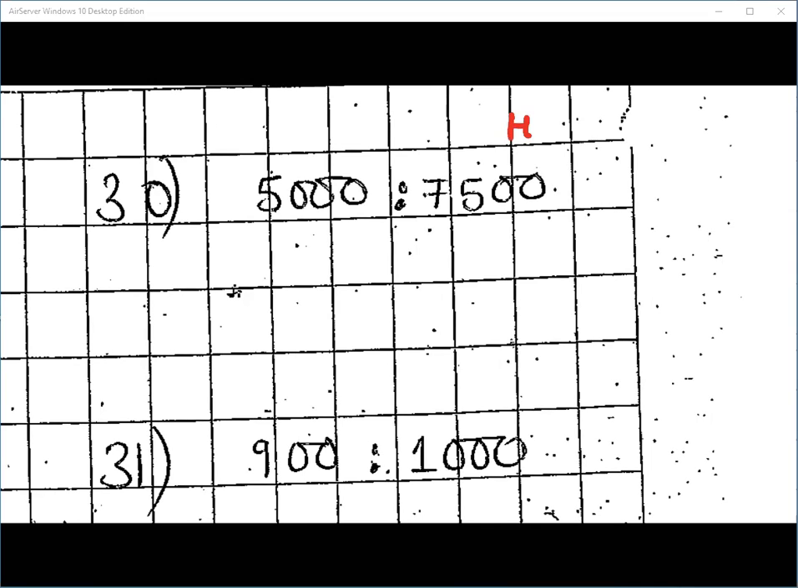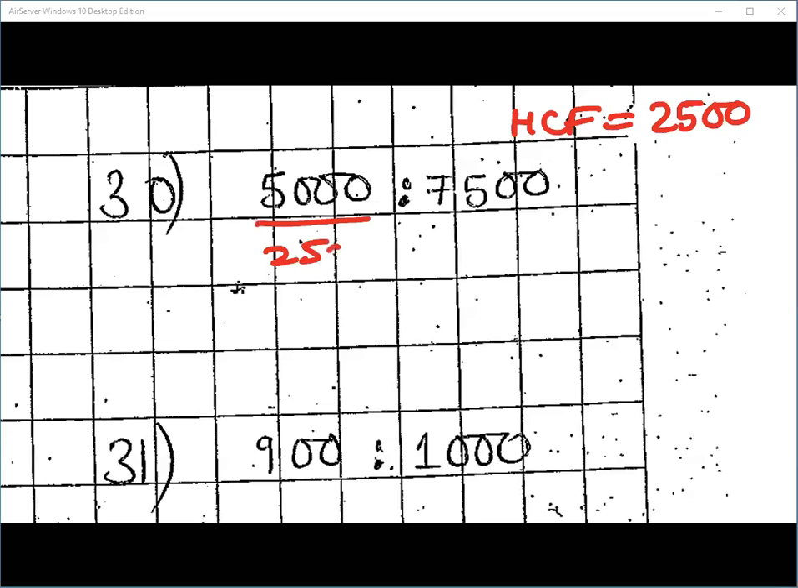The highest common factor is 2,500. So if you divide them both by 2,500, that should help us. So that'll go once and that'll go twice. That'll go once and that'll go 3 times. So what's our final answer? 2 to 3.